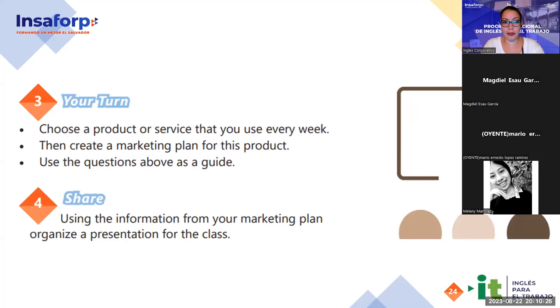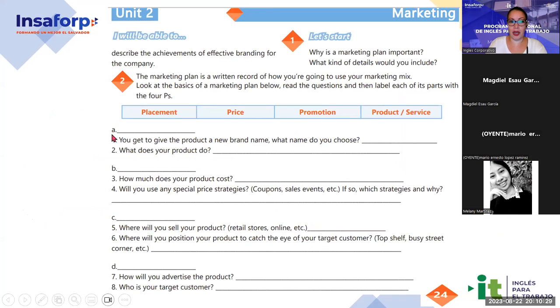To create a marketing plan for the product, you can use the questions that we have here in the previous exercise. For example, for the first P, which is product or service, you can use this question. You get to give the product a new brand name. What name do you choose? And what does your product do? Like a feature that makes the product special? For letter B, which is price, how much does your product cost? Will you use any special price strategies like coupons, sales, events, etc.? If so, which strategies and why?